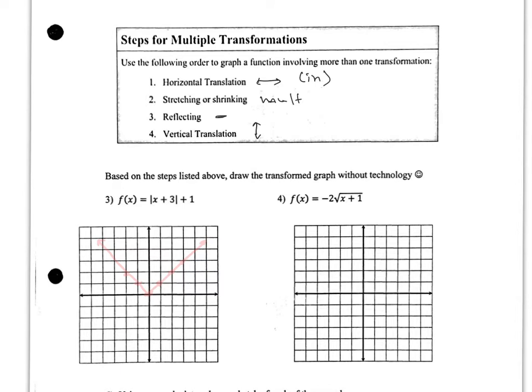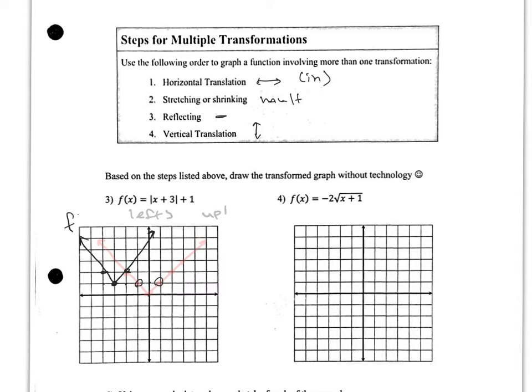I just put the parent function on there so we could actually have something to physically move. So we have left 3, and we also have up 1. So if we count this thing and we go left 3, so I'm going to start with this one. I'm going to go left 3, 1, 2, 3, up 1. Then I'm going to do that with this point, left 3, up 1. And then I'm going to also do 1 to the other side of the vertex, left 3, up 1. And there is the answer for f of x.